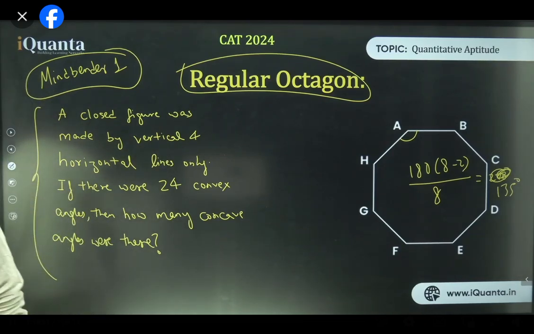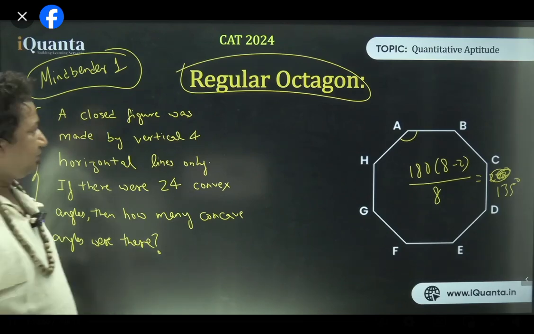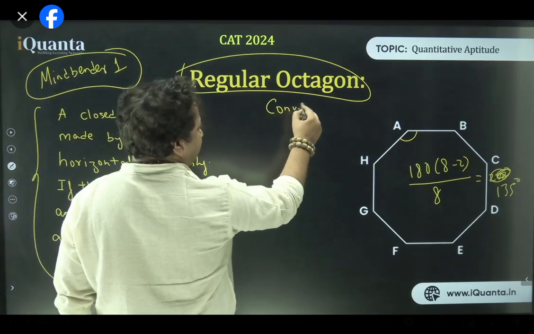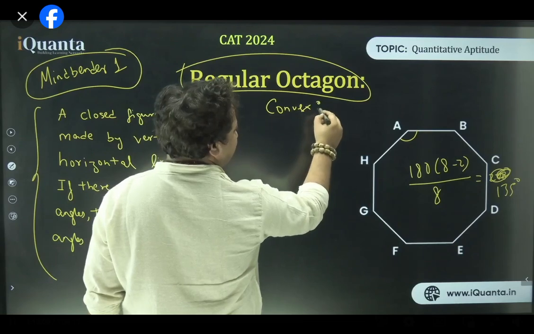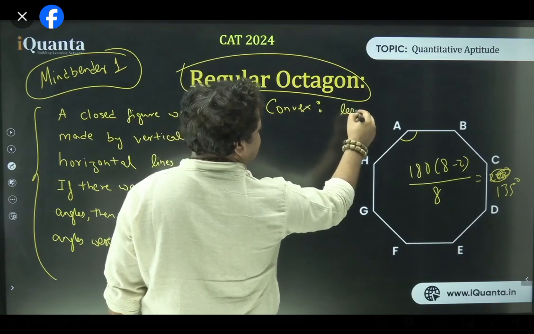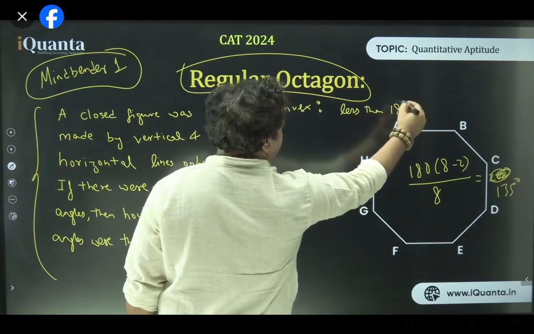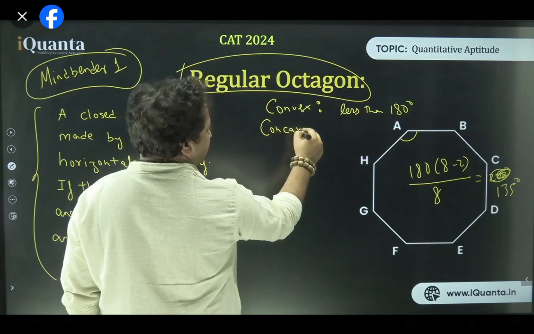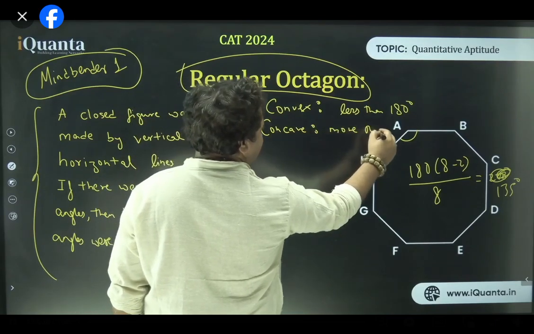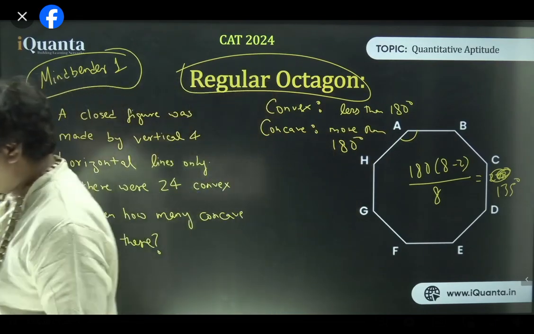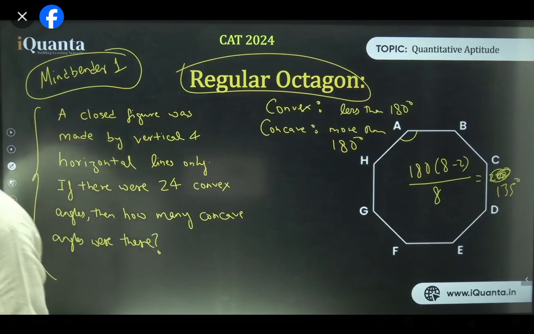Convex is less than 180. Rohit, I just told you. In case you guys have forgotten, I'm just writing it for the sake of referring. Convex angles are less than 180. Okay, we did that. And concave are more than 180. Okay, don't forget. Okay, solve this question.